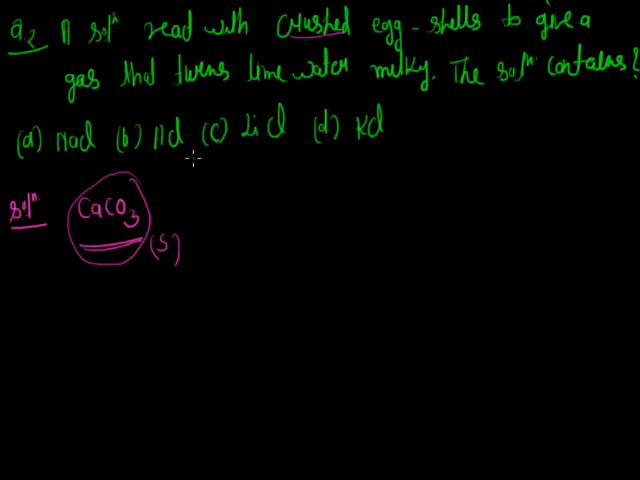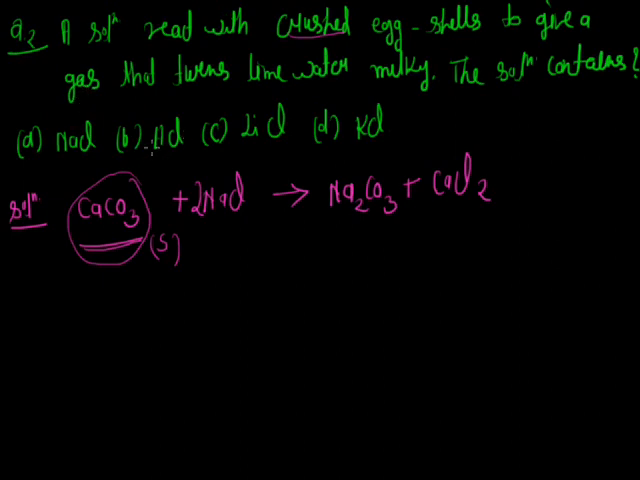Now the solution contains. If we take the first option, that will be NaCl. So for example NaCl. Now what is the product after the reaction? The product becomes sodium carbonate and the second one is calcium chloride. So there is no evolution of any gas. But according to the question, there should be a compulsory evolution of a gaseous product.